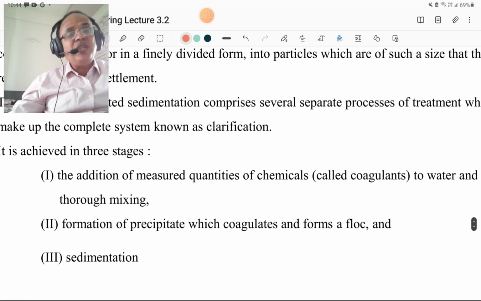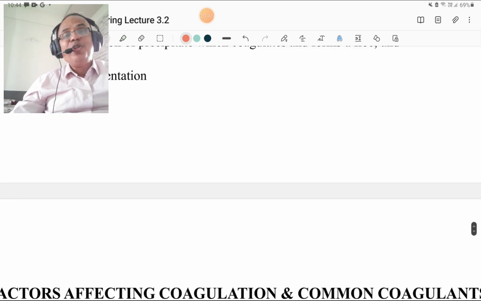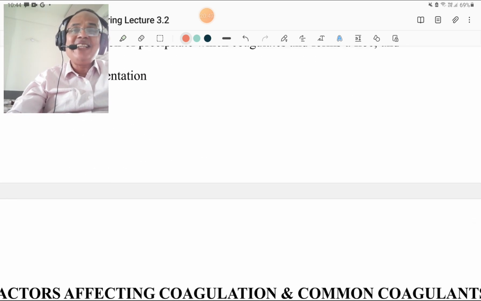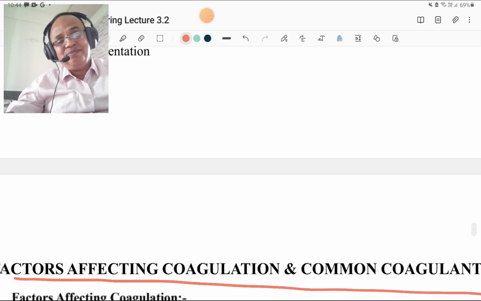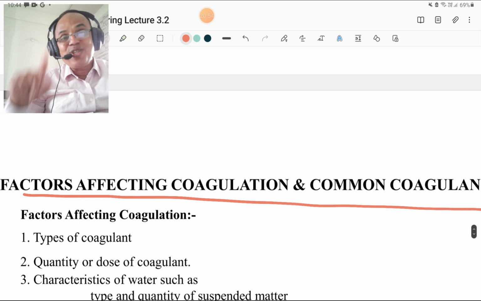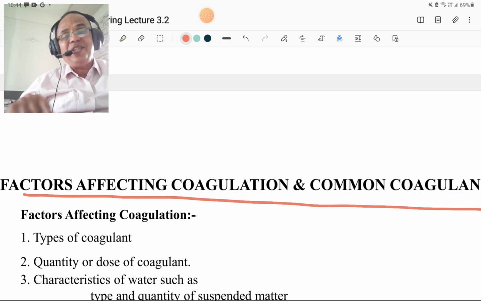First stage is addition of the chemicals to the water. Then second is the formation of precipitate which coagulates and forms a floc or a flake. Third is the sedimentation. So sedimentation after coagulation is called clarification. You must know the difference between clarification and coagulation.